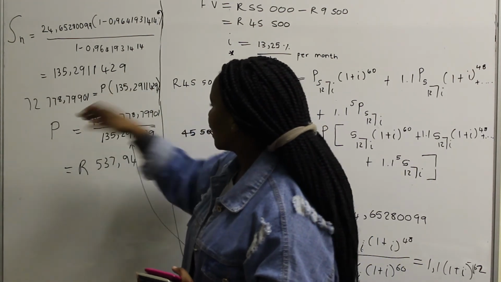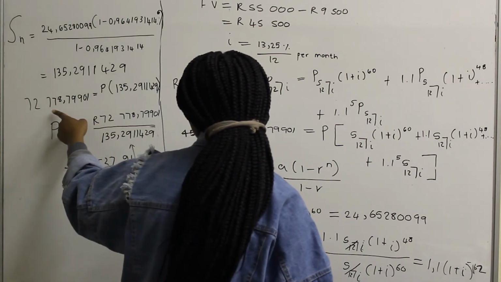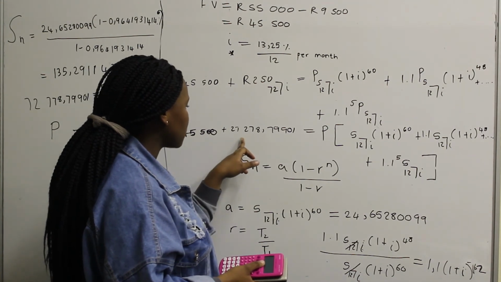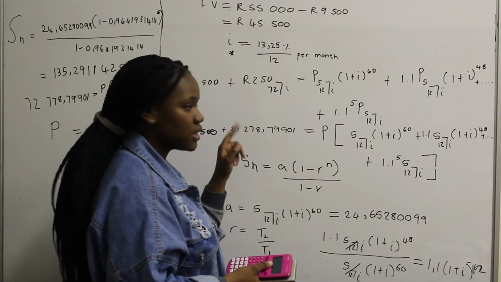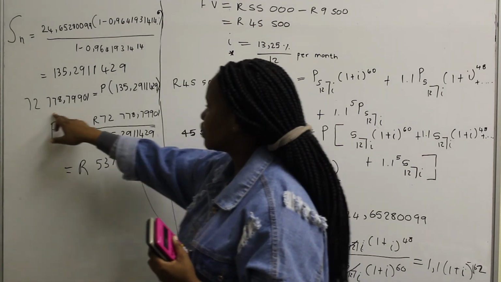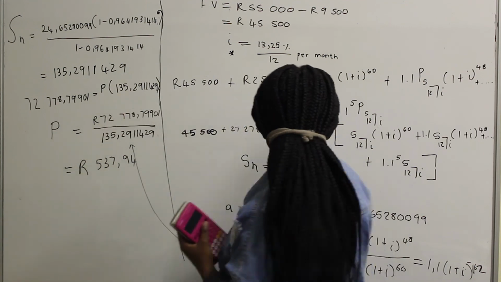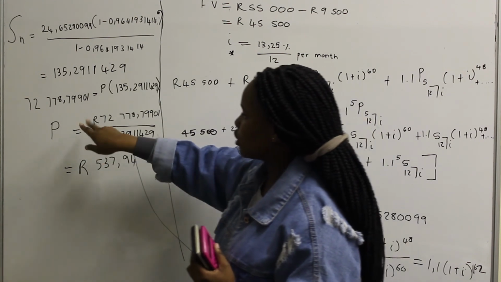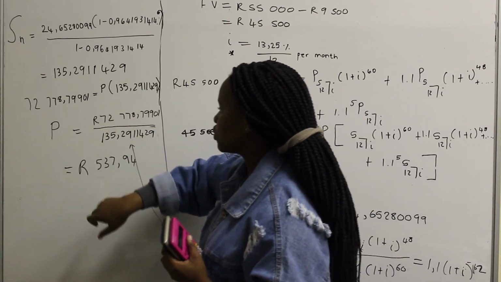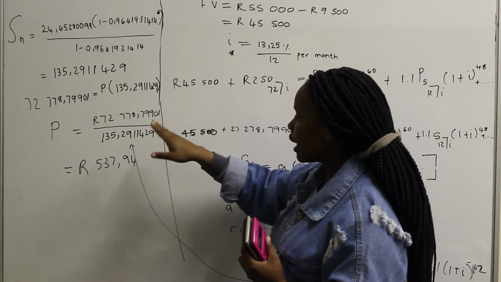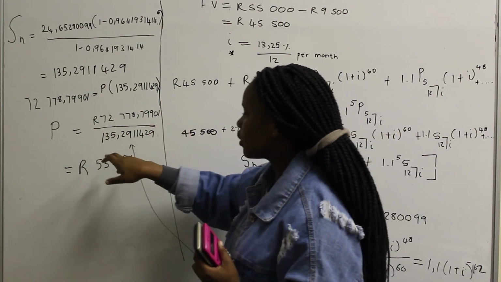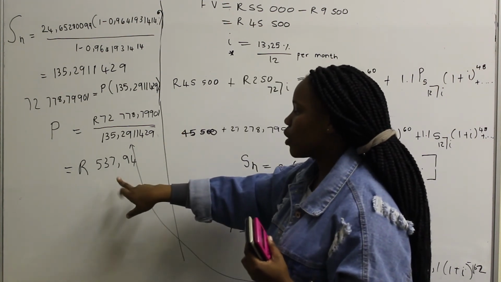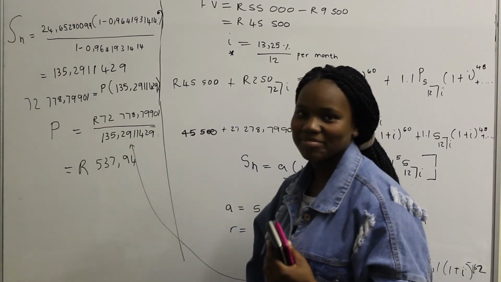Then you get your answer. How we got the 72,778 was by adding the 45,500 plus 27,278.79901 to get 72,778.79901. Then with the P that you took out and the Sn, you just divide. P is equal to 72,778.79901 over 135,291.1429, which is equal to 537.95, which is your first payment. Thanks.